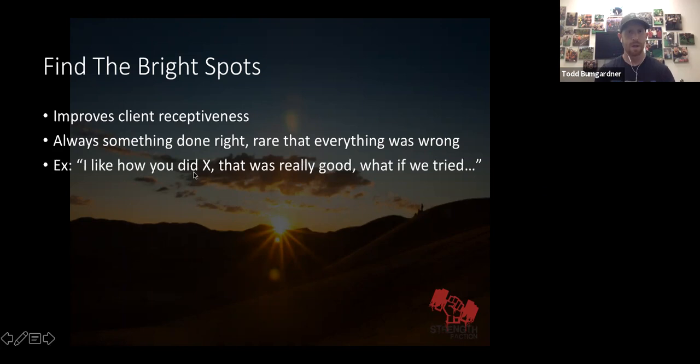And when we're constantly looking for something just wrong to fix, our clients don't get the best value out of our coaching. So when we do it, the first thing that we want to think about is find that bright spot. I really like how you did X. That was really good. What if we tried blank to take into the critical element of whatever we want to improve?